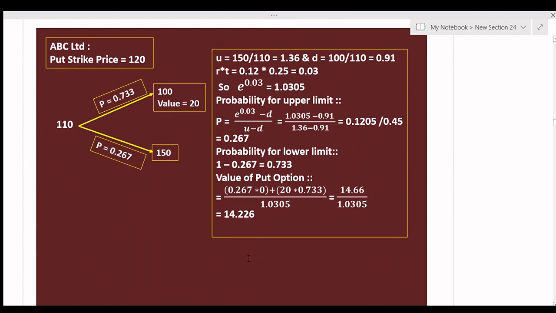Now for ABC Limited, the put strike price is 120. Now you find out U, D and probability of the upper side is 0.267. You write here 0.267 for upper side and lower side is 0.733. Now the put value is equal to 0.267 into 0 plus 20 into 0.733 divided by 1.0305 is equal to 14.226.